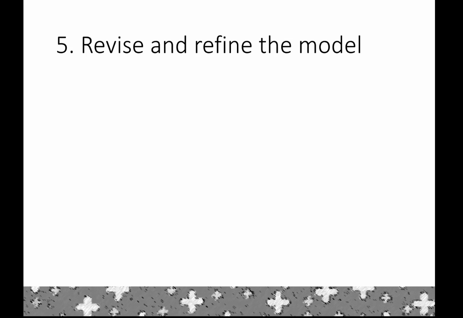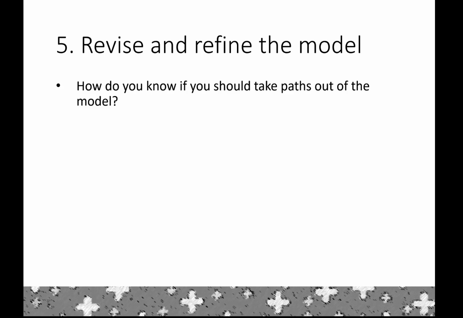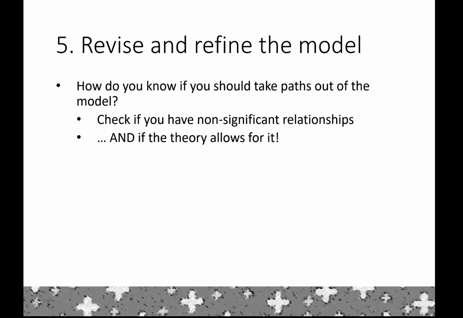However, most often, the first model that you attempt will need to be revised. So here you have two options. Either you take paths out or you add new paths. Now, how do you know if you should take paths out of the model? First, you check if you have any non-significant relationships, and then you make sure the theory allows for their removal.